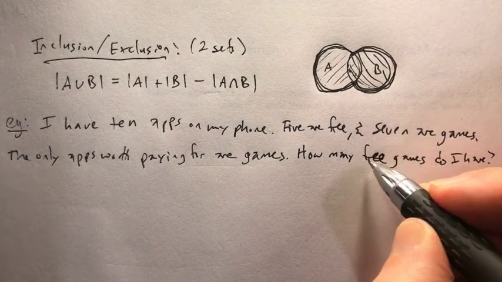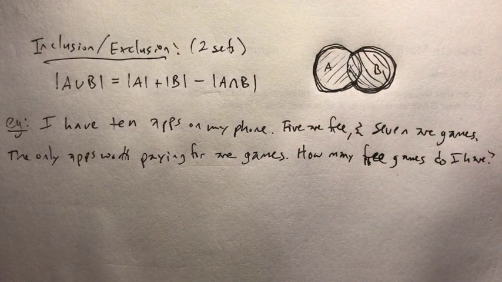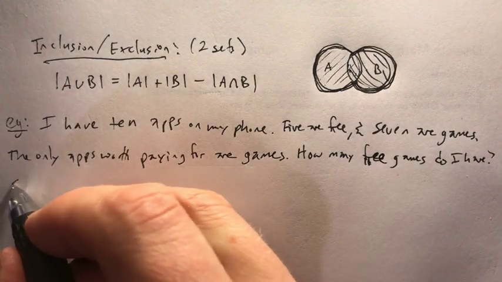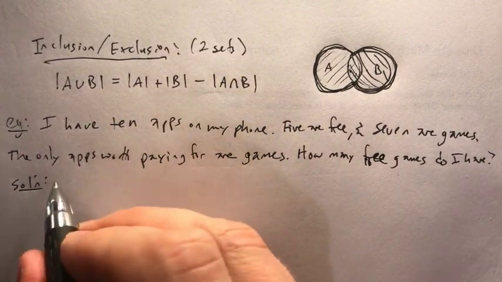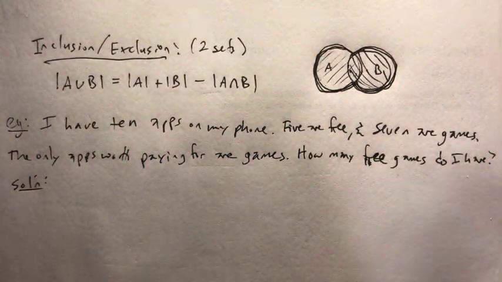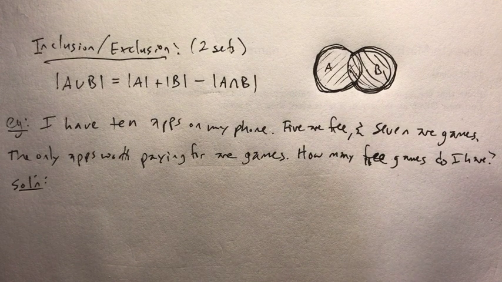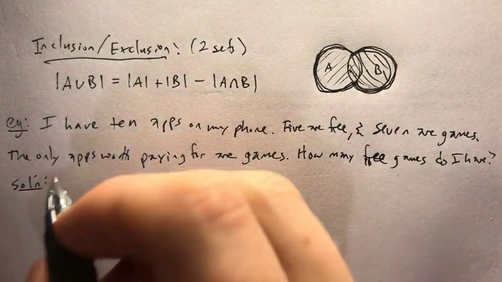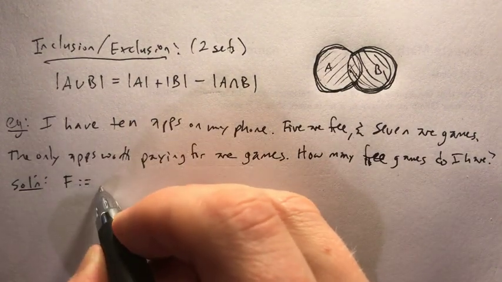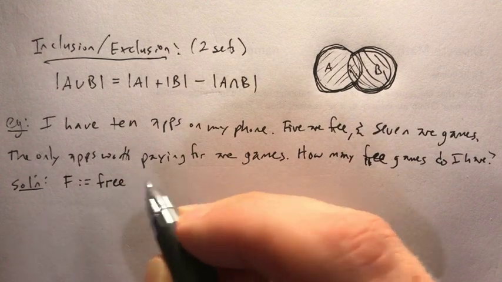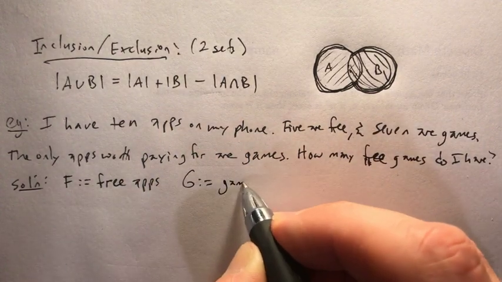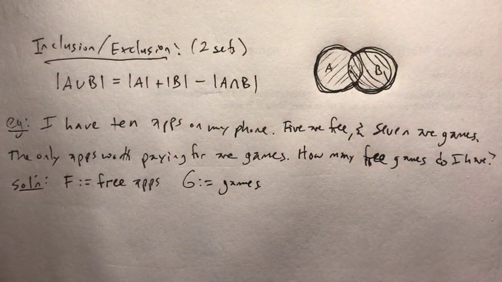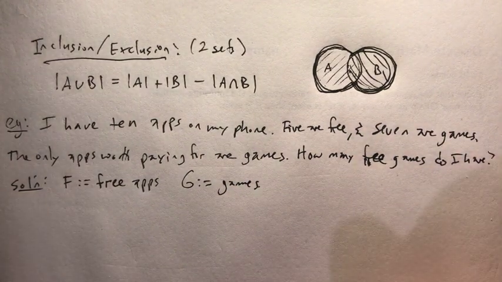And I wrote this so well, super pro handwriting. Well, let's do it like this. I'm going to say F is the set of free apps, and G is the set of games. So F intersect G will be the free games. So F is going to be free apps, and G is going to be the set of games. So I'm looking for F intersect G.